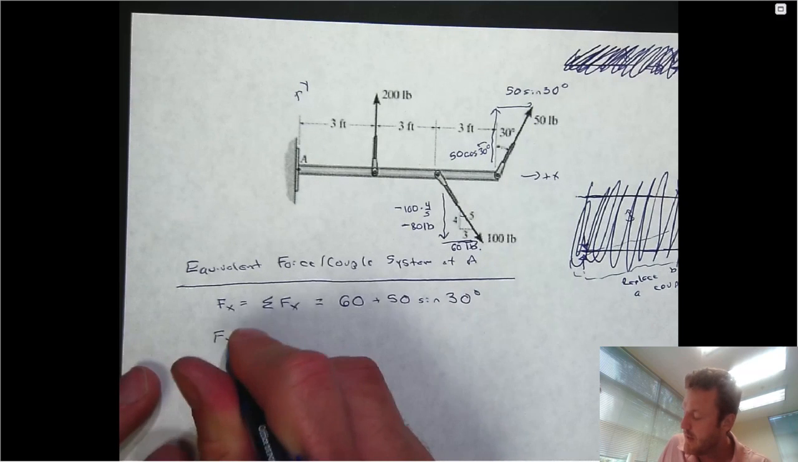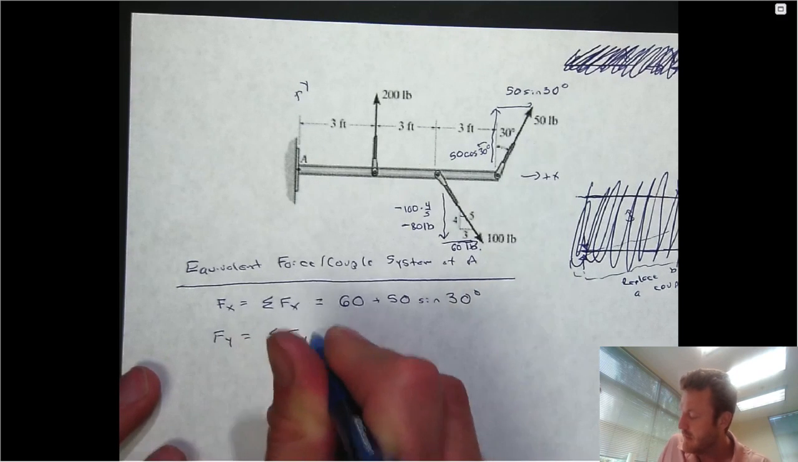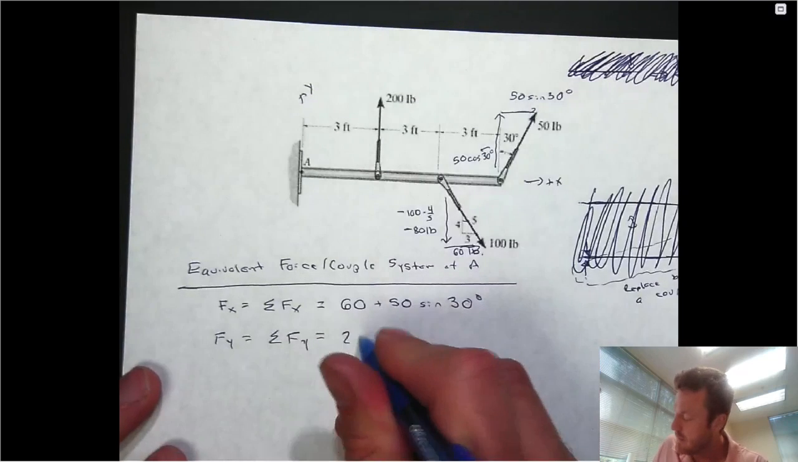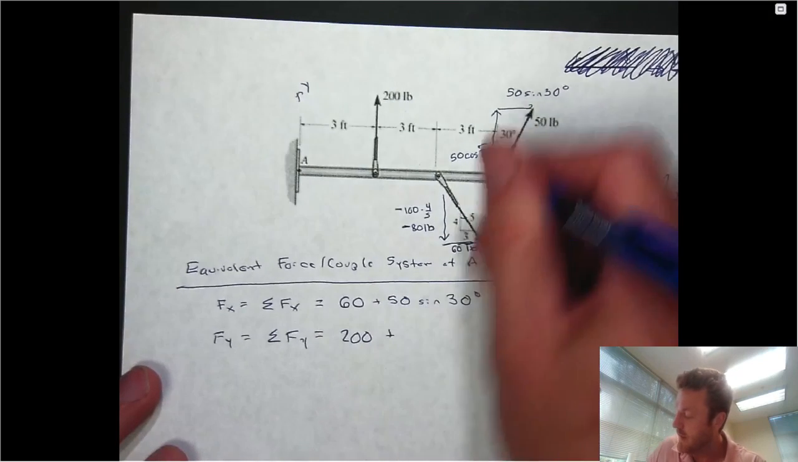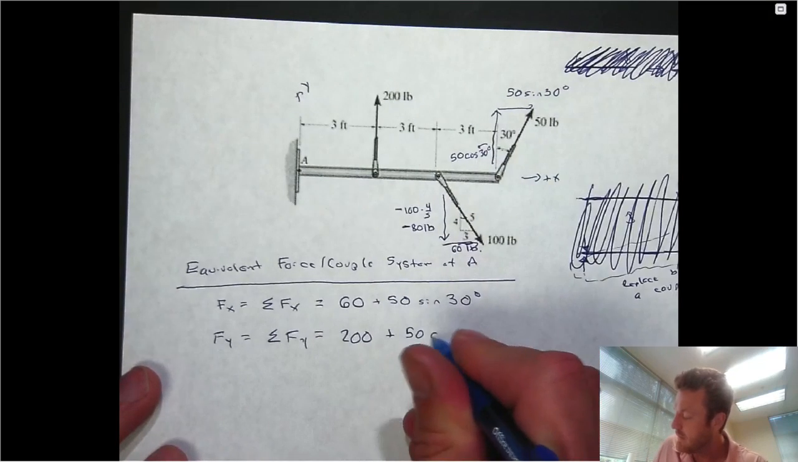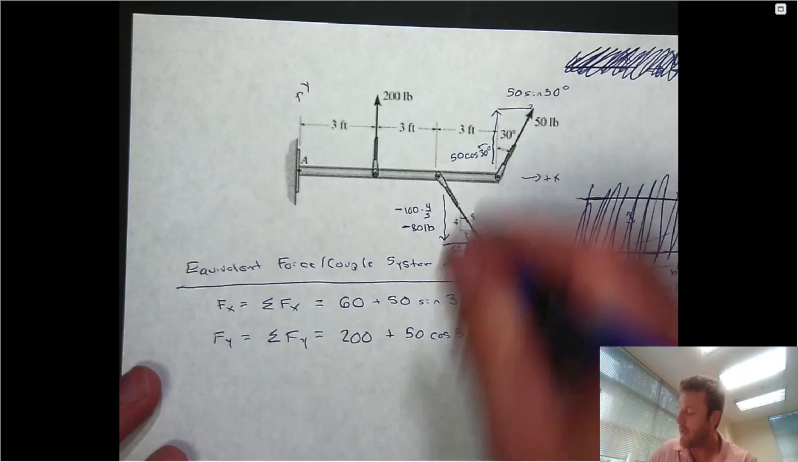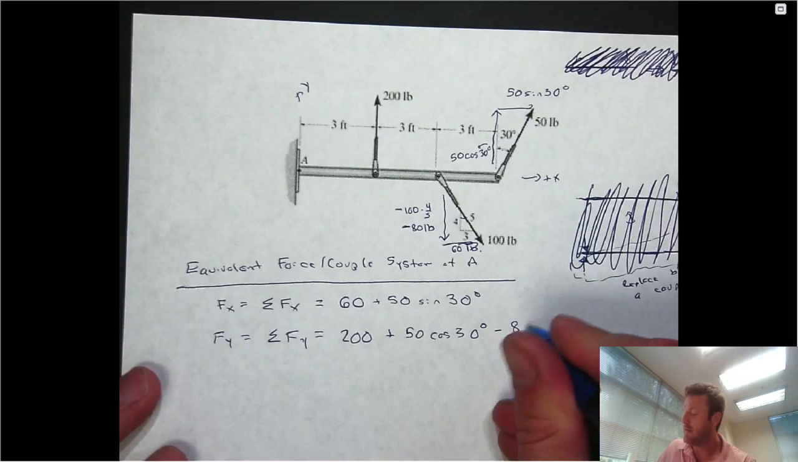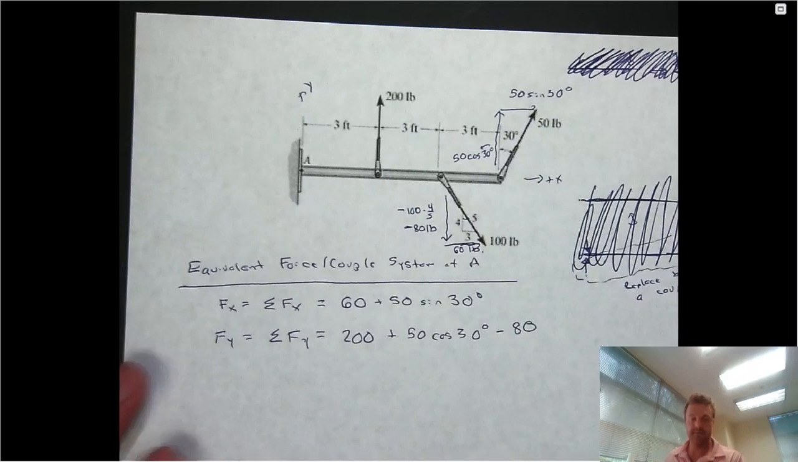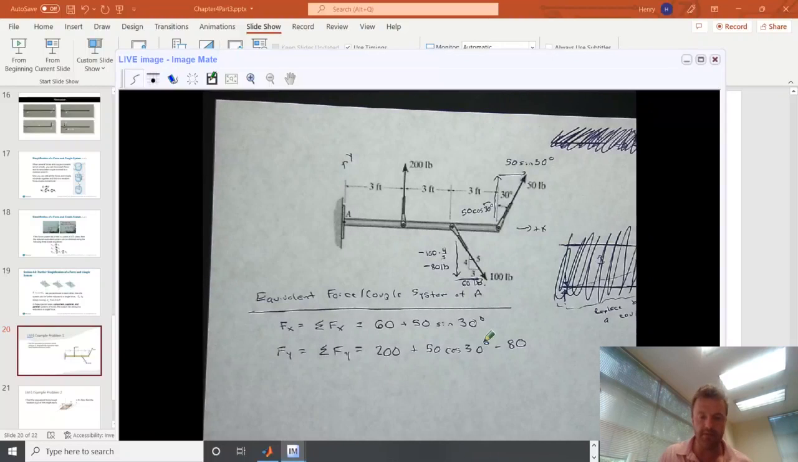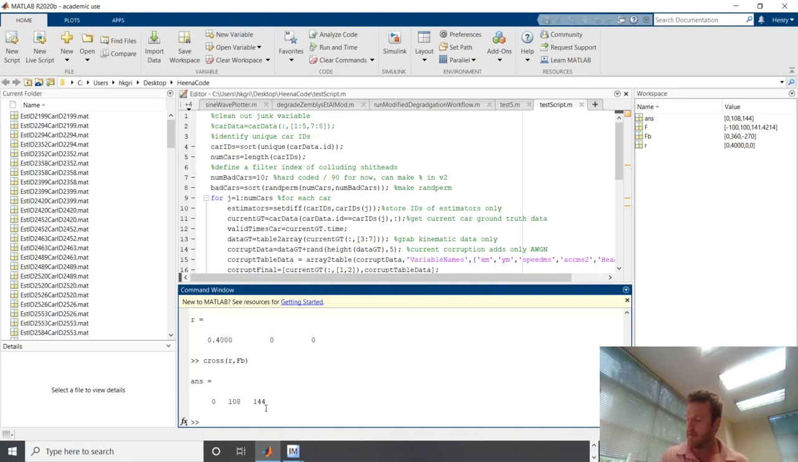If I do the same thing in the y direction, I have plus 200 there. I have 50 cosine 30 from the 50-pound force, and I have minus 80 from the 100-pound force. So rather than have to remember what the cosine and sine of 30 are, let's just do that.